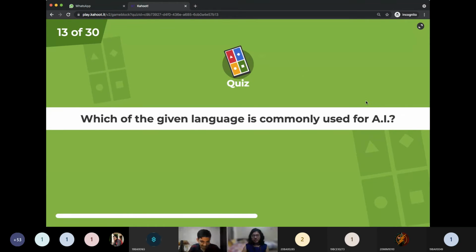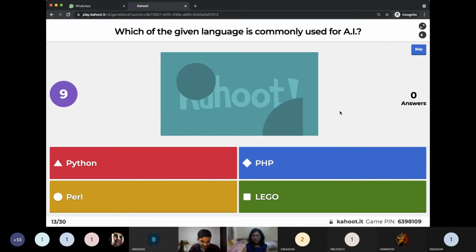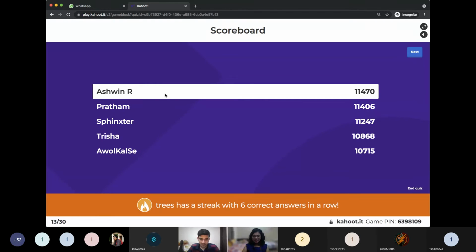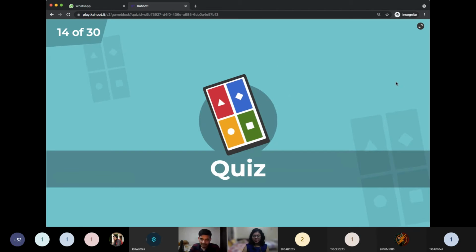Next question. Which of the given languages is commonly used for AI? Is it Python? Is it PHP? Is it Perl? Or is it Lego? This is a quick question, so answer fast. Everyone has given the correct answer. Okay. No change in the leaderboard. Moving on to the next question.